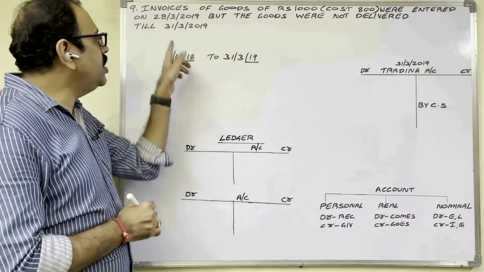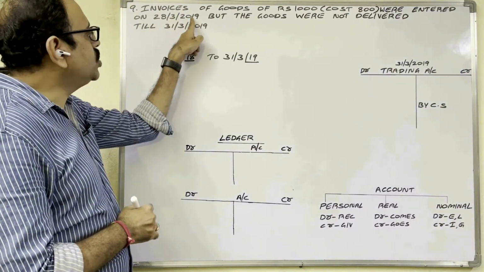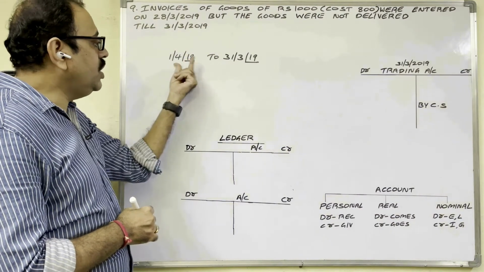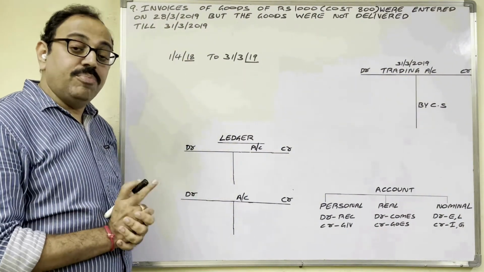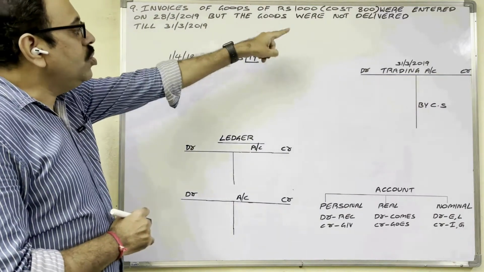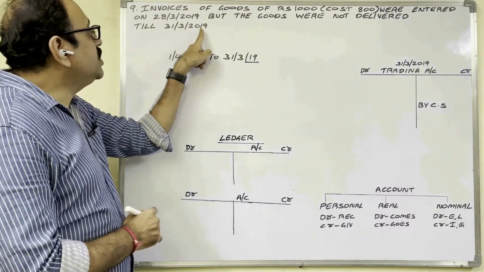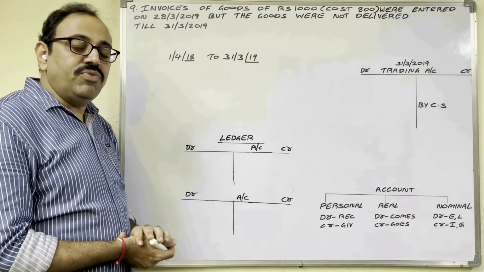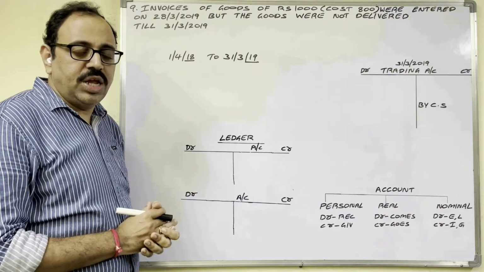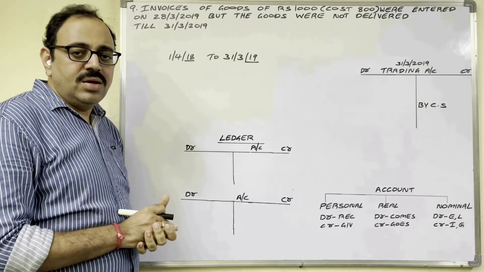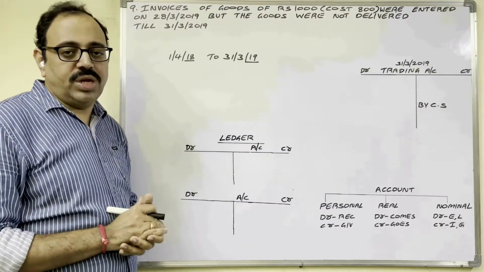We recorded that in the books on 28th March 2019. During this year, we recorded this transaction as a sale. But the goods were not delivered till 31st March 2019. So physically, we have not delivered these goods to customers. In the books, we wrote it as a sale, but the goods are with us only.